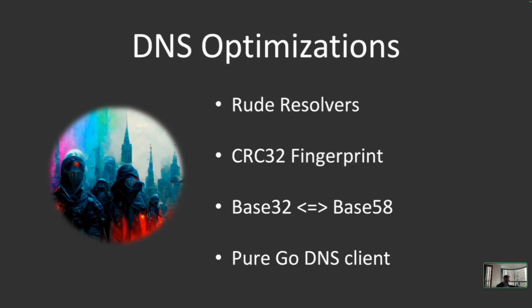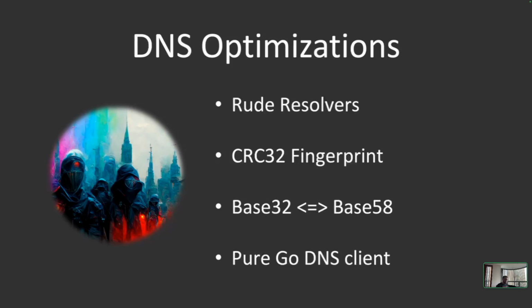So we gained some efficiency by just switching from hexadecimal to base 32. But Sliver also plays a couple tricks here. The other thing Sliver does is, when you start up a DNS communication channel, we generate random data, base 58 encode it, and send it to the server. And the server responds with the CRC32 fingerprint of the data that it received.